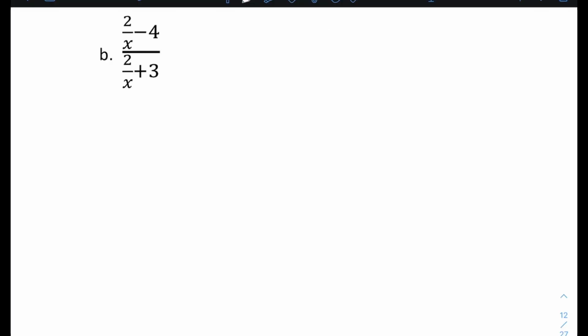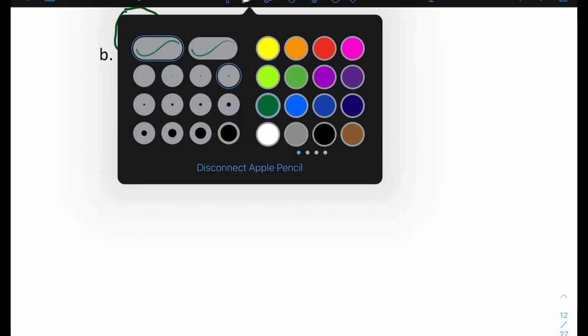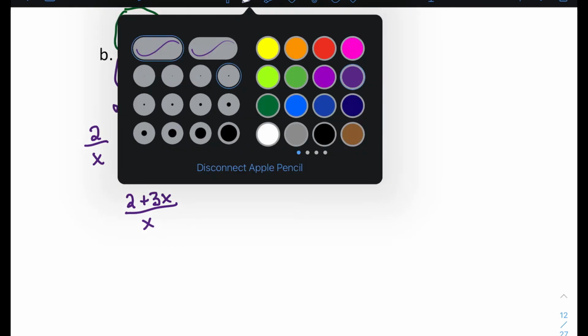Let's look at one more of these complex fractions. So again, work with the top and bottom separately. If I'm simplifying on top, I'm going to go ahead and need to multiply by x over x on my 4 over 1. And then I'll be able to actually write it as a single fraction. There weren't any like terms to combine. I'm going to do the same thing on my denominator, multiply by x over x, and then I can turn it into 2 plus 3x over x.